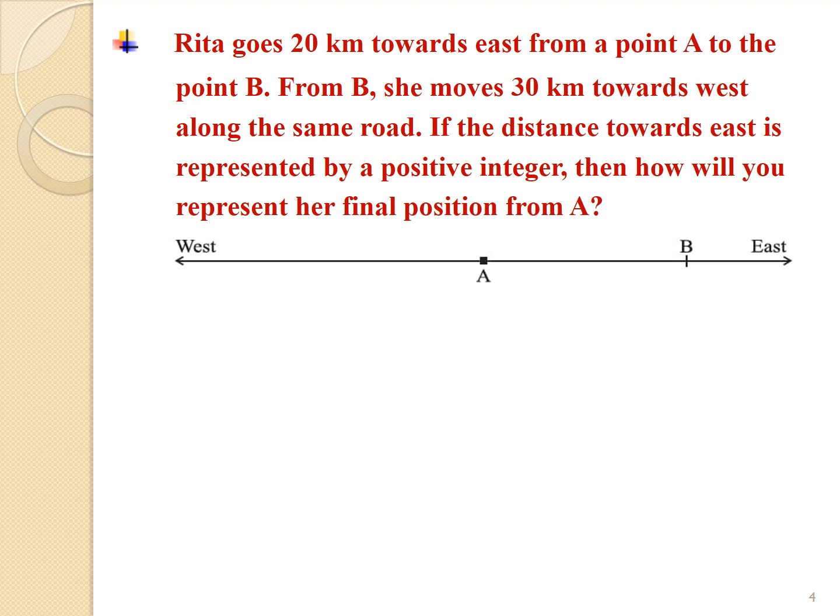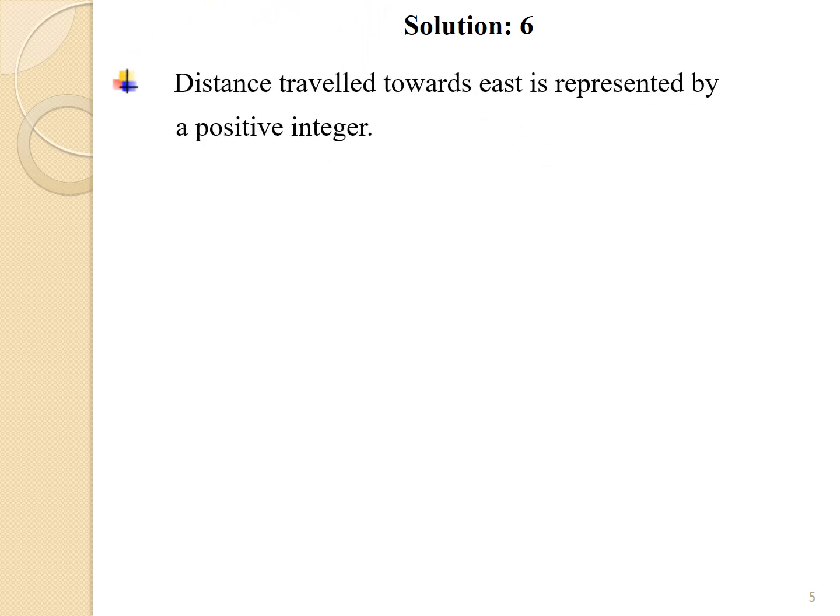So, let us solve question number 5 and find out Rita's final position after writing the necessary information given to us. Distance travelled towards east is represented by a positive integer. Distance travelled towards west will be represented by a negative integer.